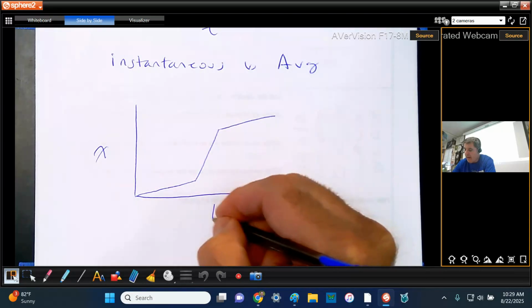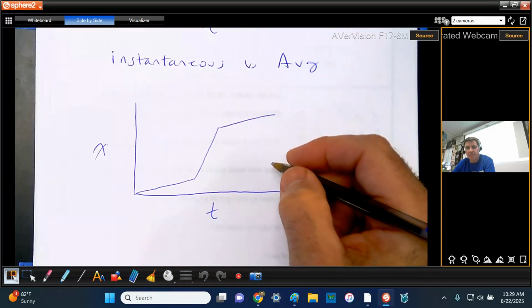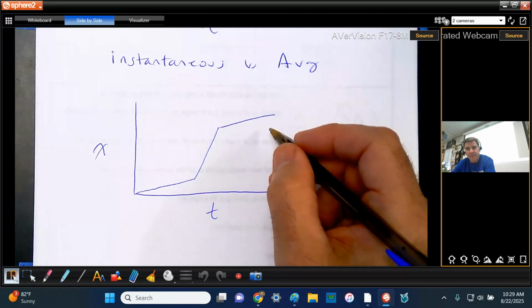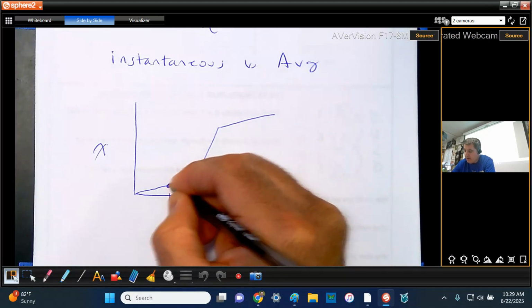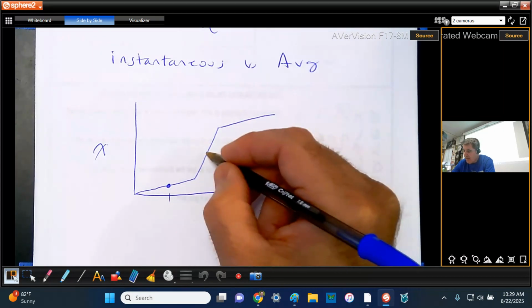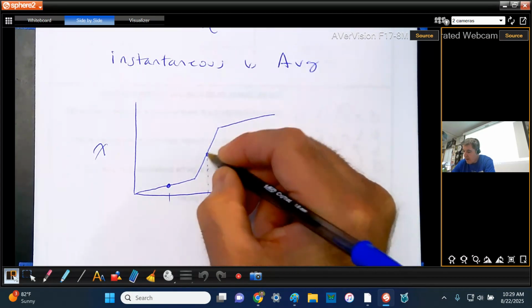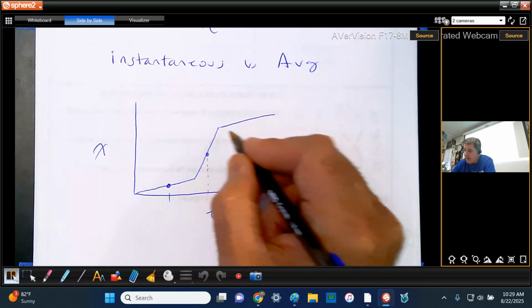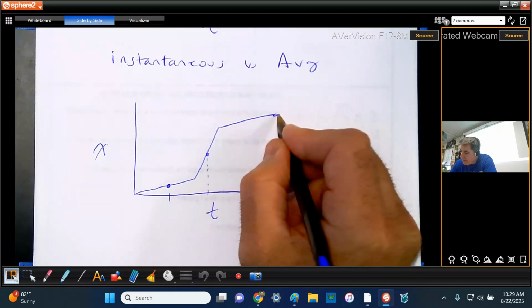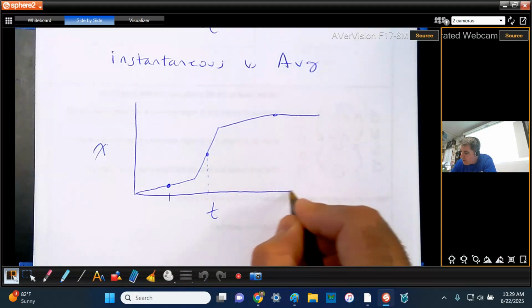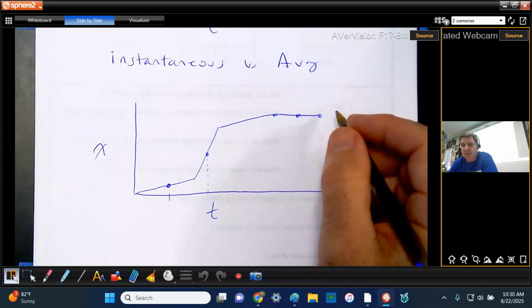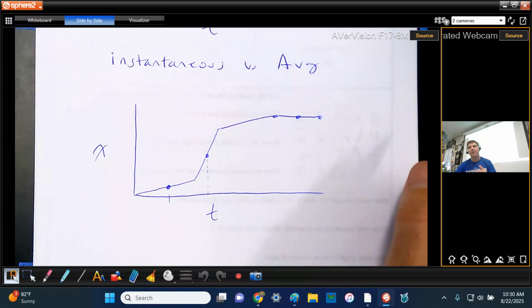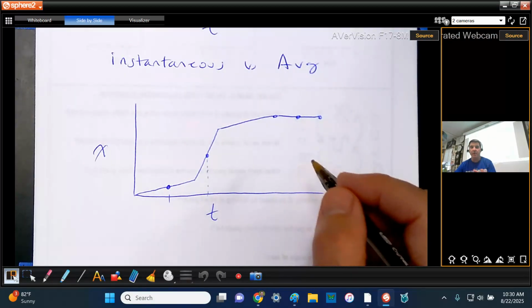If this is an XT graph, my instantaneous velocity is always the slope of the line that I'm on. So at this point right here in time, I'm going that fast, that slope. At this point in time, I'm going that fast, that slope, and so forth. Maybe at the end, I'm going to stop, and so this is flat with no slope. At this part here, I've got 0 meters per second. So instantaneous velocity is how fast I'm going at that moment. It's the speed that will be on your speedometer, and it's also the slope of that moment.